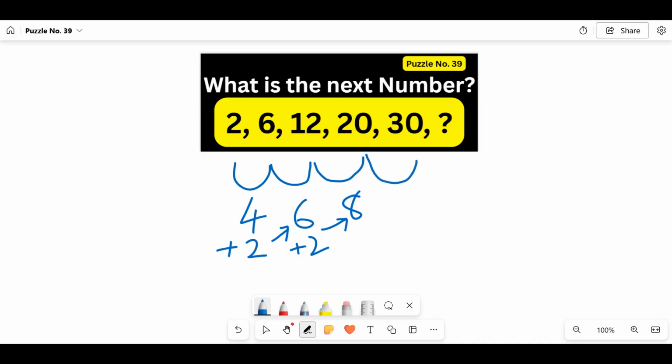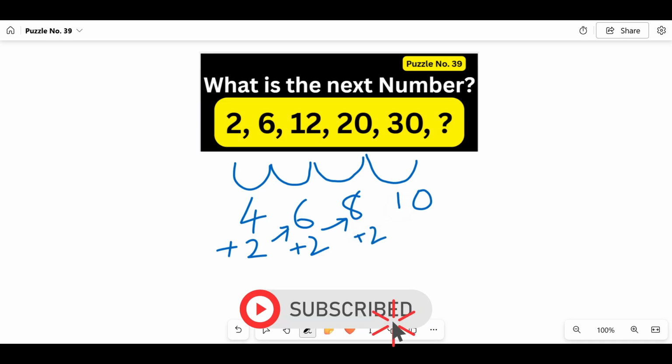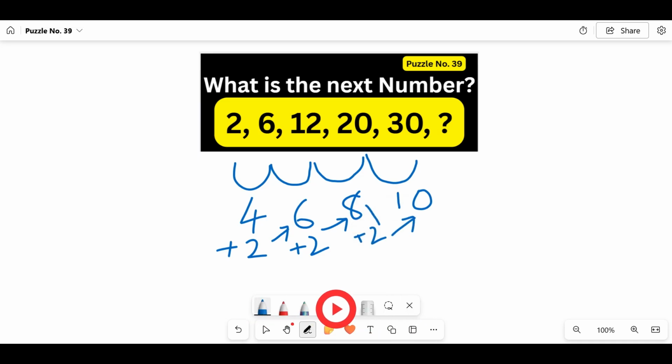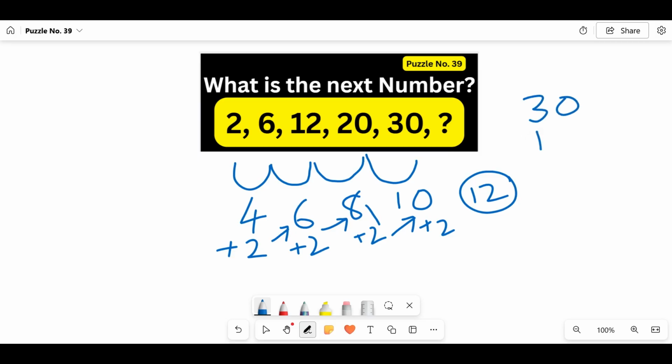Similarly, the difference between 20 and 30 is 10. So that means plus 2 they are doing to this 8, so they are getting the 10. Similarly, the next number should be plus 2. If I do, 12 will be coming. So that means the difference between the next number and this 30 will be 12. So I need to add 12 to the 30. So then it is 30 plus 12, it will be 42. The correct answer will be 42.